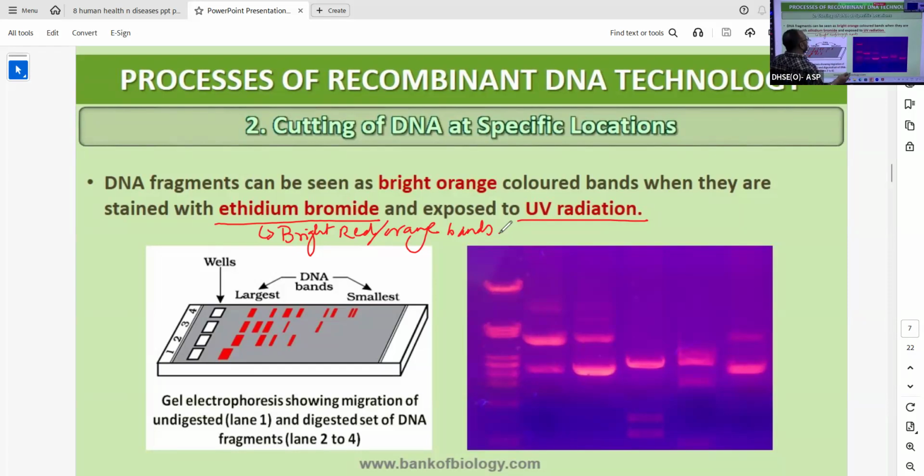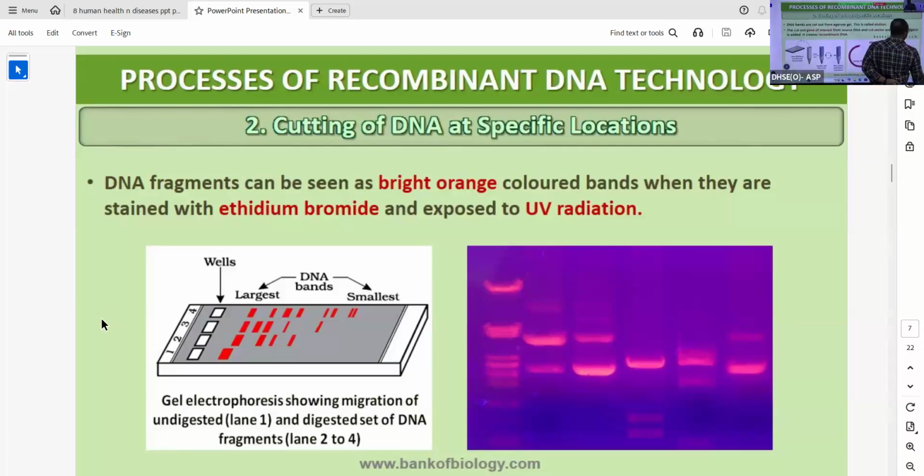So easily we can now identify the location of those fragments. Yes, that is the primary purpose why ethidium bromide was added to this particular process. Why? Because ethidium bromide, when exposed to the ultraviolet radiation, results in the appearance in the form of bands of red or bright orange. Okay? It's a very simple thing.